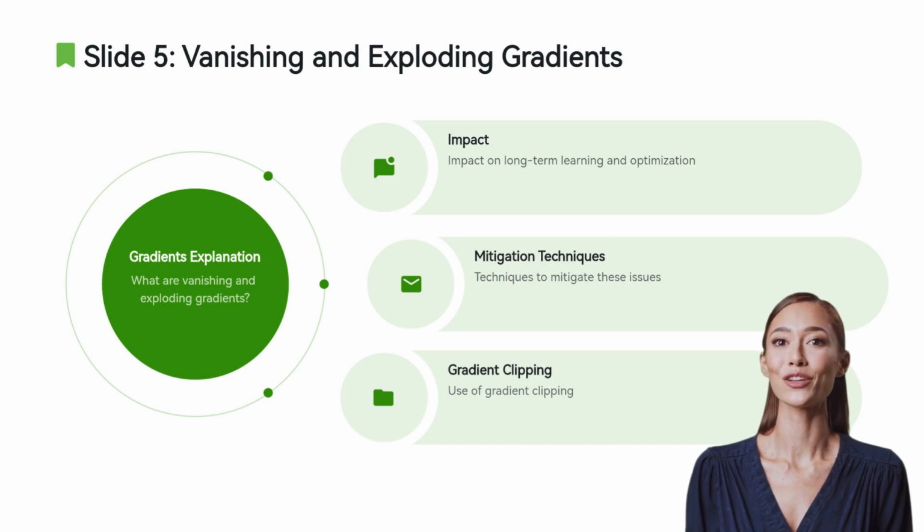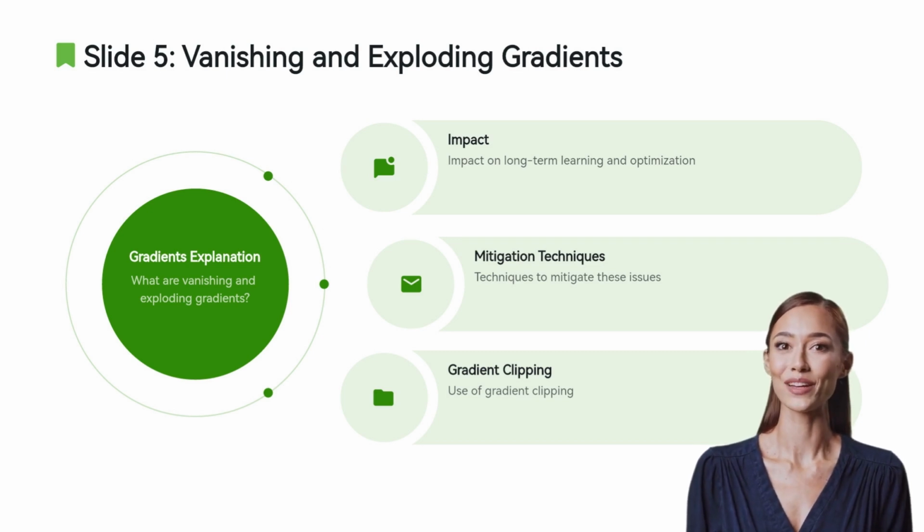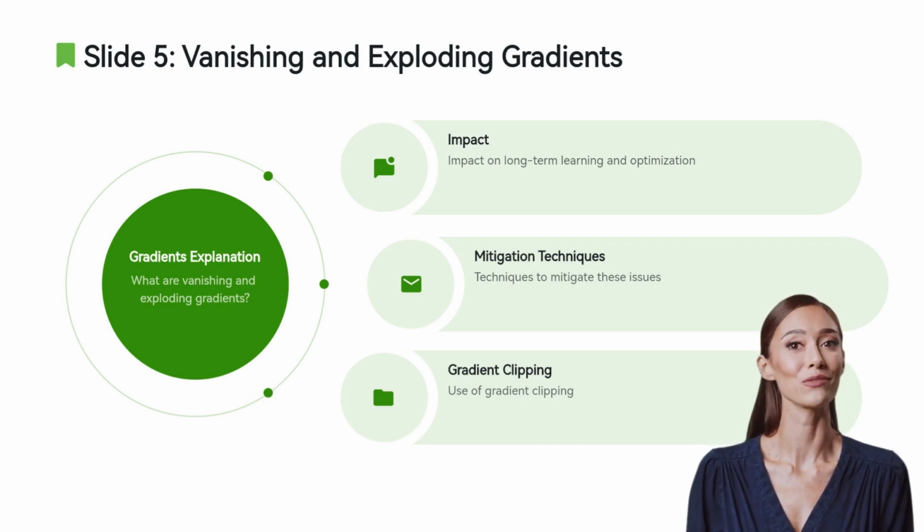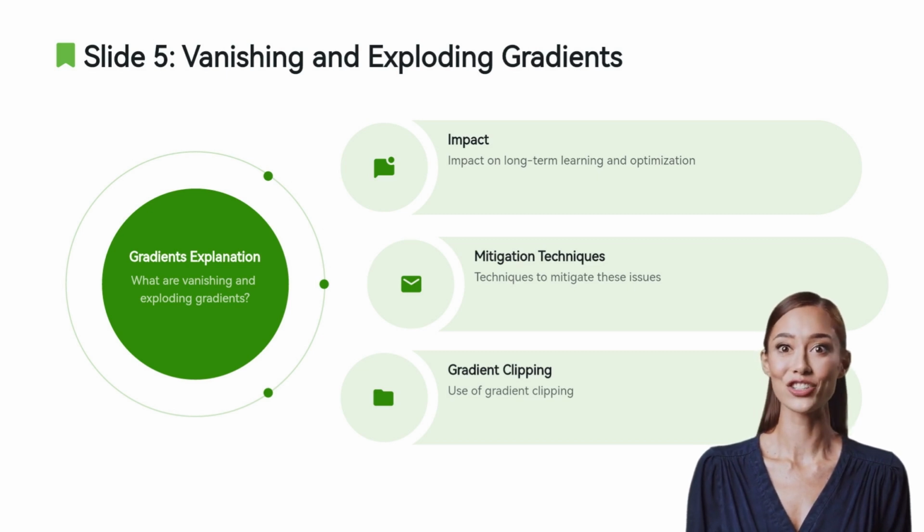The issue of vanishing gradients arises during the backpropagation step, when the gradients become very small and decay exponentially as they are propagated back through time. This issue makes it difficult for RNNs to learn long-term dependencies, as the network forgets important information from earlier time steps.